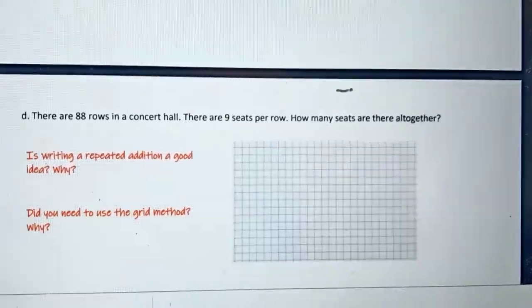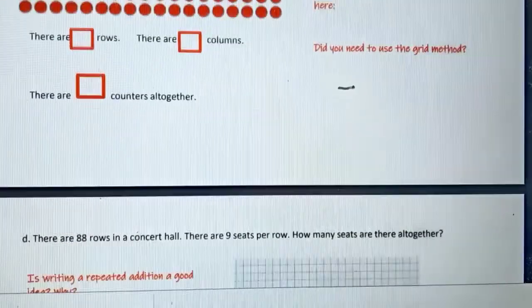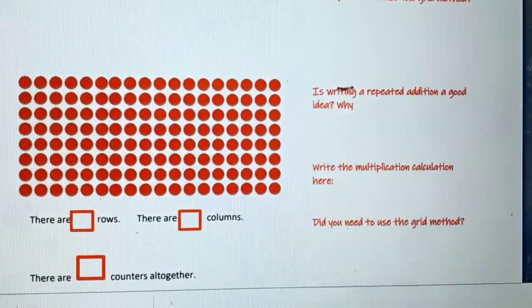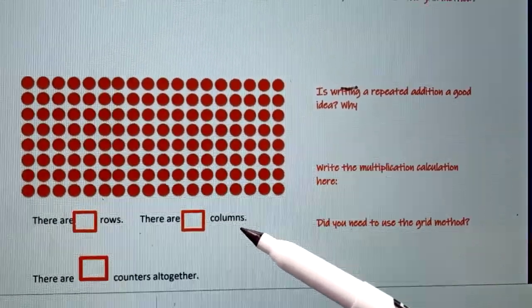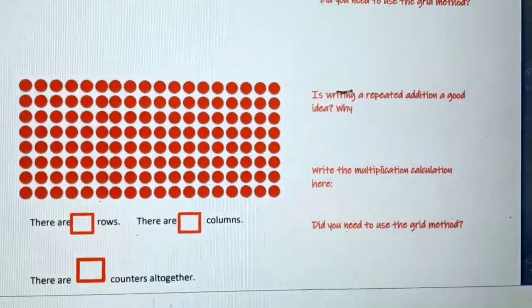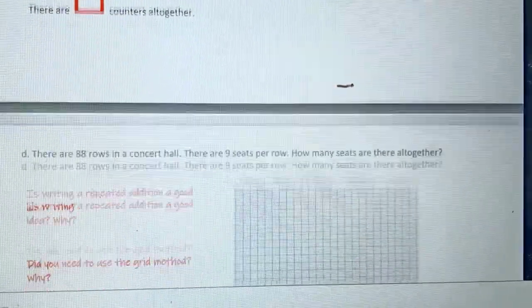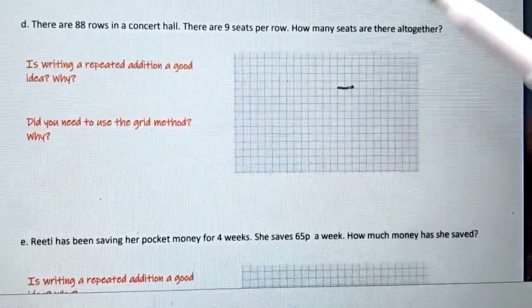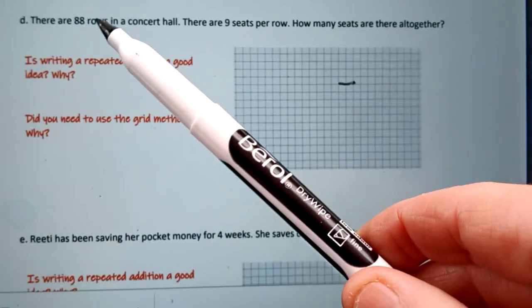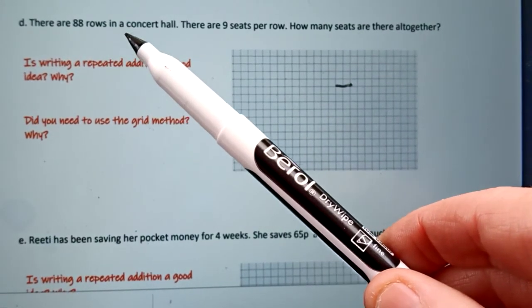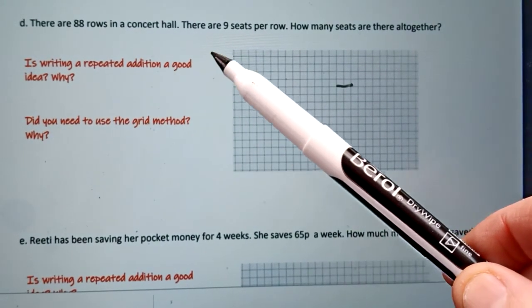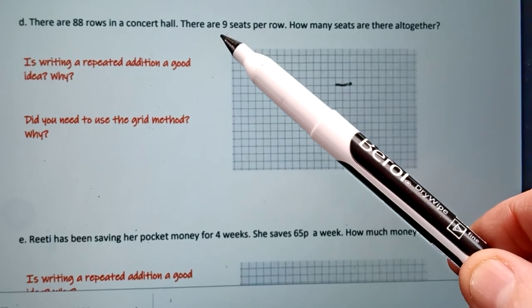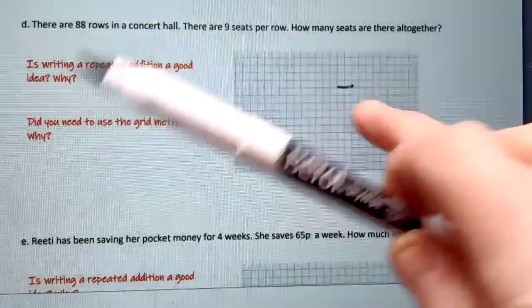Well, isn't this a little bit like the one before? There were, how many rows? And instead of columns, it would be seats. So what would the calculation be? If there are 88 rows and 9 seats per row, isn't that one of our numbers? And then don't we times it by that number? Oh, I think we could do that one.